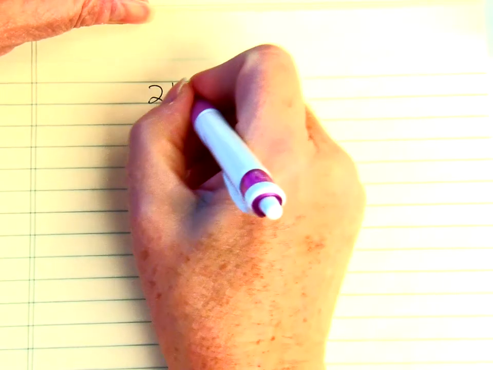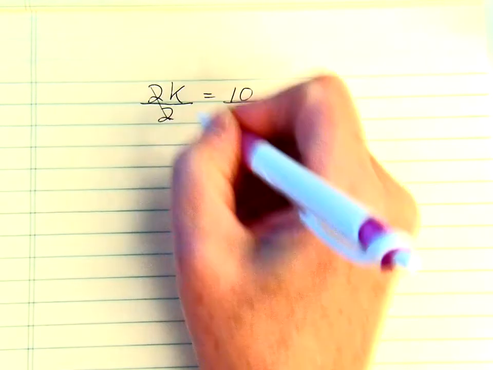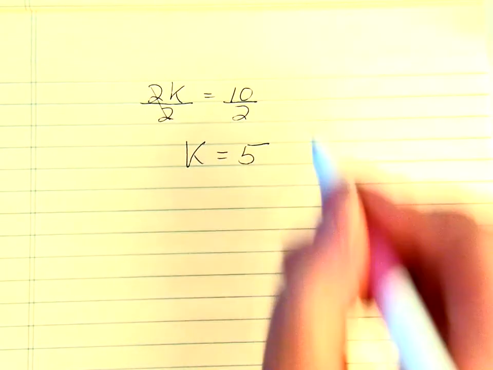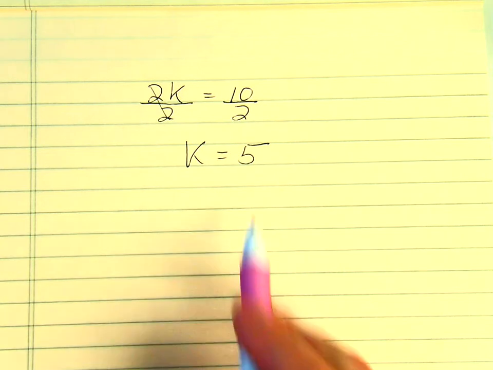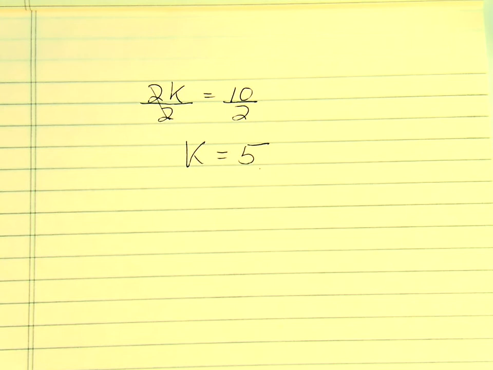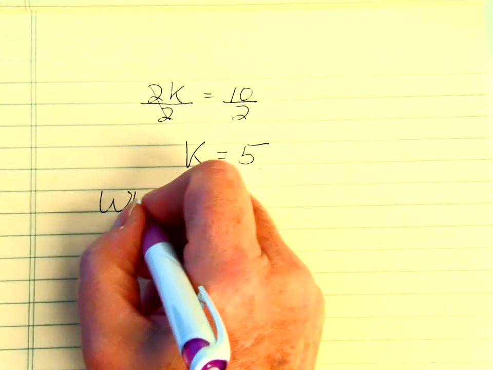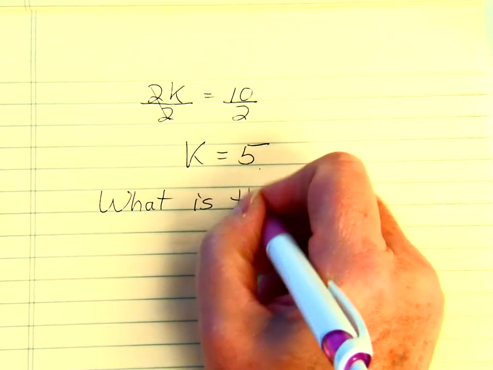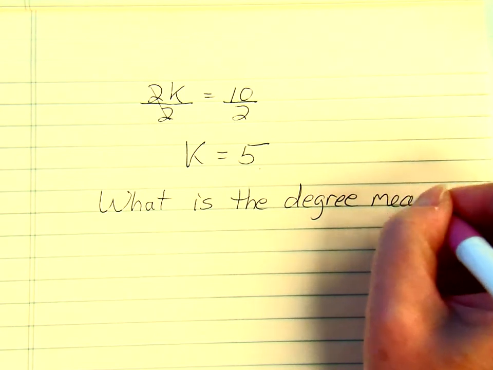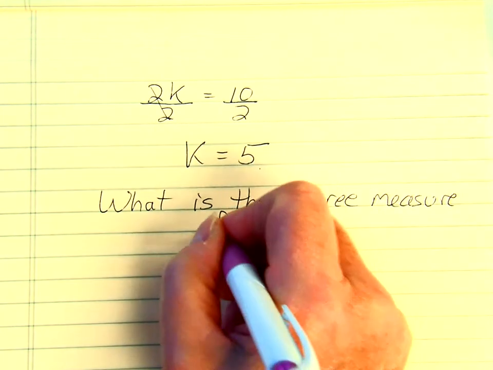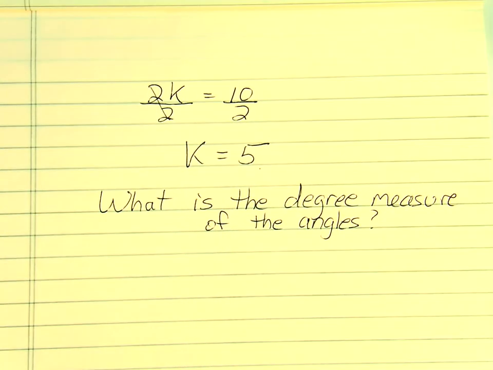So we're at 2k equals 10, and all we have to do is divide both sides by 2, leaving us with k equals 5. Now, what I have solved here is for k. There's also a second element to that question. The second question could be, what is the degree measure of the angle, or the angles, because they would both have the same measure.